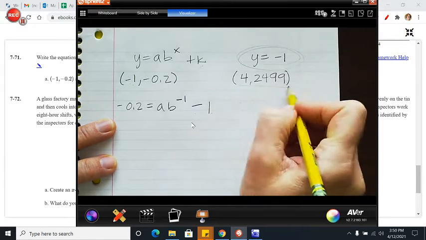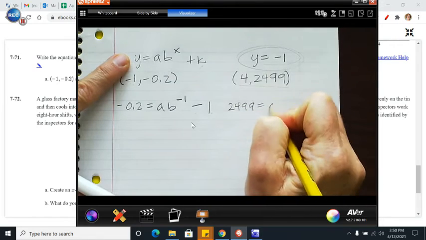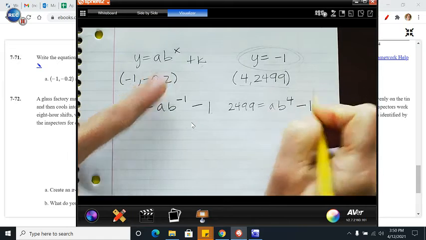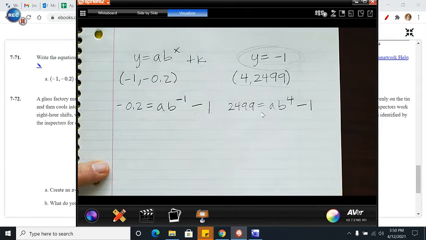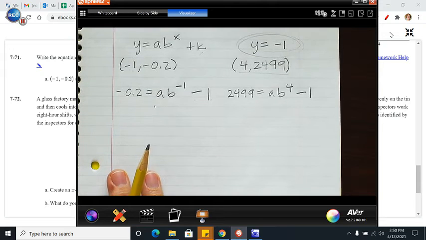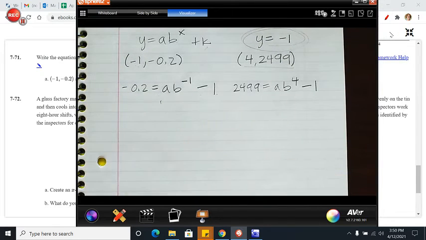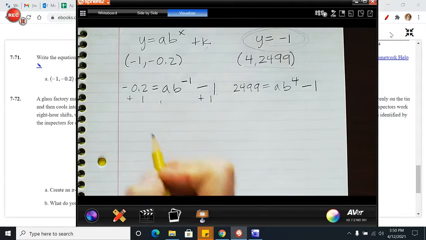And I'm going to do the same thing with this point. So I'm going to plug in 24.99 for y, 4 for x, and I'm going to solve for a over here, and then I'm going to set them equal to each other. It's a system of equations. So whatever way you want to do that, you could get a by itself here and substitute in over here. I just think it's a little bit nicer if you get a by itself on both of them. So I'm going to add 1 to each side.